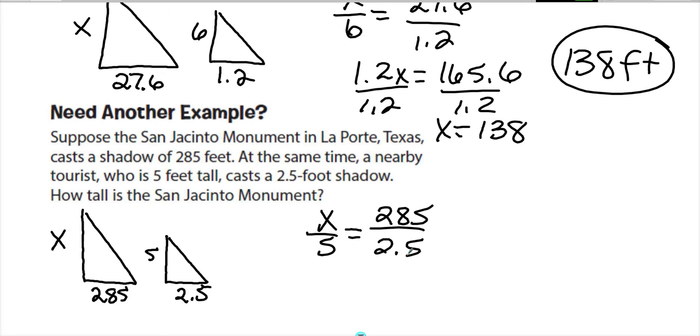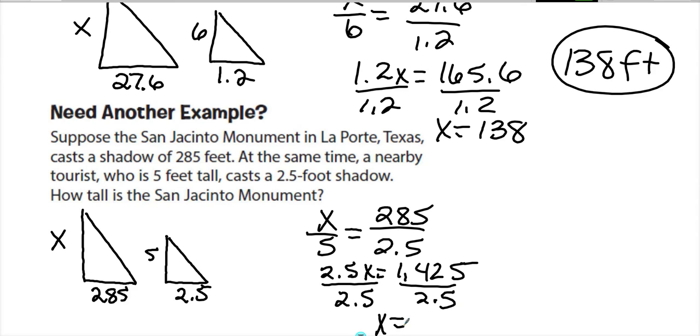All right, so it's 2.5x equals, and then 285 times 5, which is 1,425. Okay, go ahead and type that all in. And we should get 570. All right, and everything's in feet. Yeah, so 570 feet.